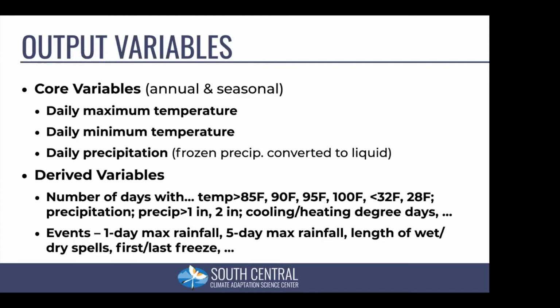We also can look at specific types of events, like the length of dry spells or the maximum rainfall in a consecutive 5-day period. For each variable, the 81 projections are sorted into the 3 RCP scenarios. So this leads to 27 projections for each scenario and variable.